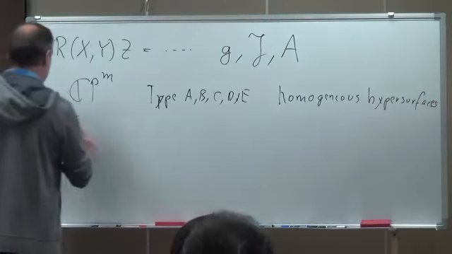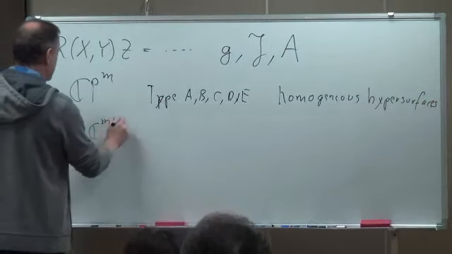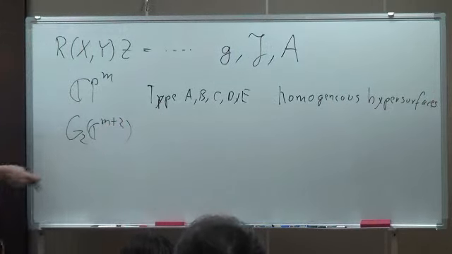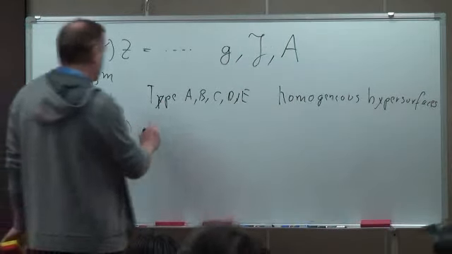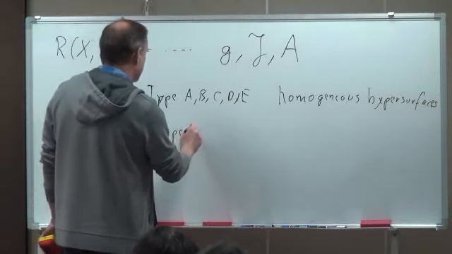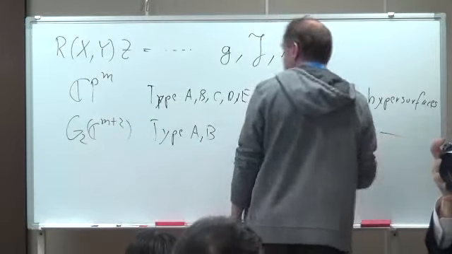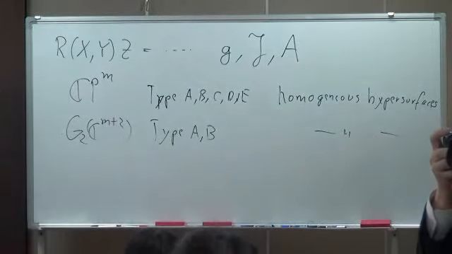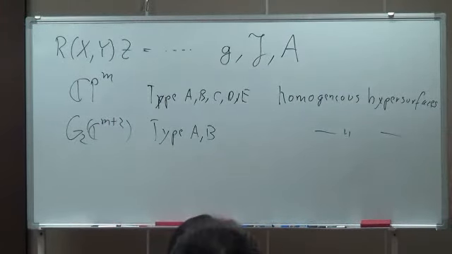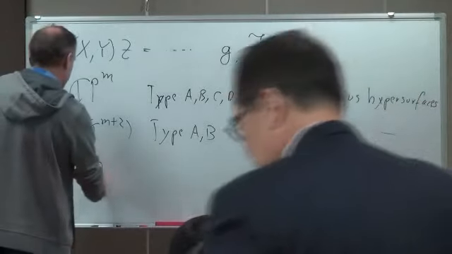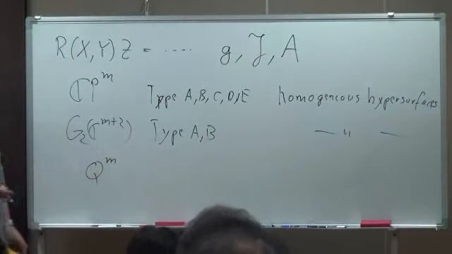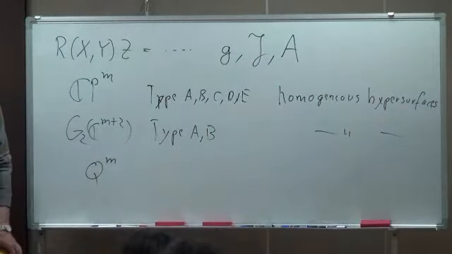In the complex two-plane Grassmannian, we encountered this here on previous days. We have two types, again type A and B, that's all. And again, these are just the homogeneous hypersurfaces. And I want to explain next what we have here for the quadric, because that's useful to know. What are the homogeneous hypersurfaces in the quadric?